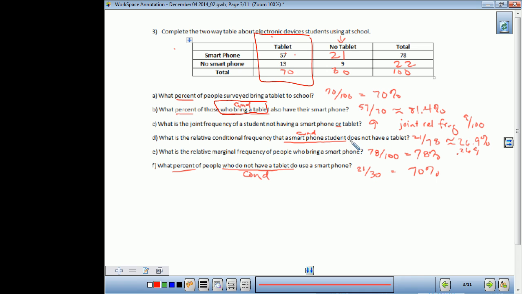Yep. That's how you do it. So this time the condition is has a smartphone, so we would be looking at just this row.